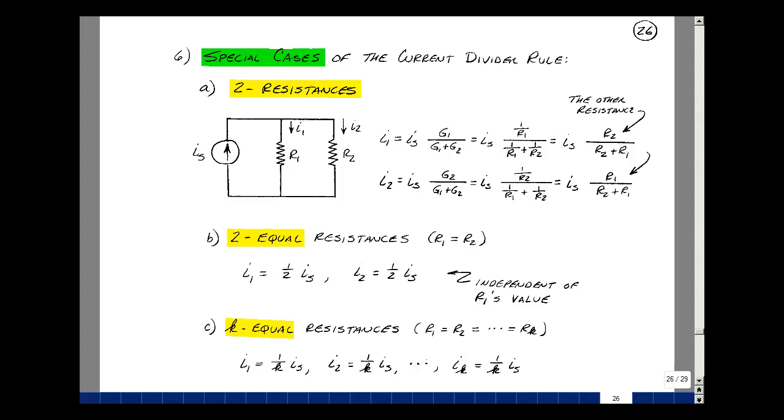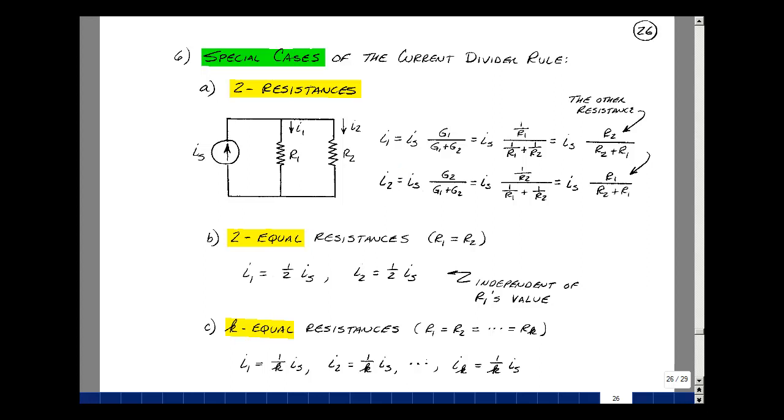Just using our property in the previous page, I1 is equal to I sub S times G1, the conductance of the current that we're interested in, over the sum of the two. The same is true for I2. It's going to be I sub S times G2 over G1 plus G2. So like the voltage divider rule, except now we're replacing current for voltage and conductance for resistance.